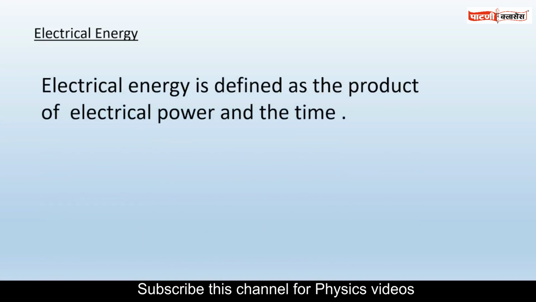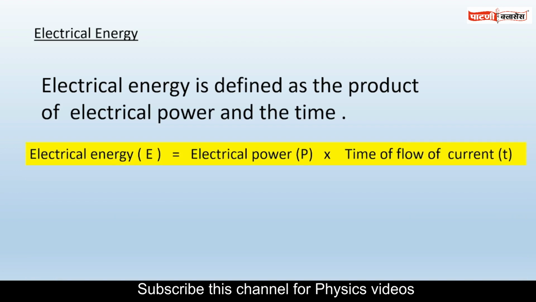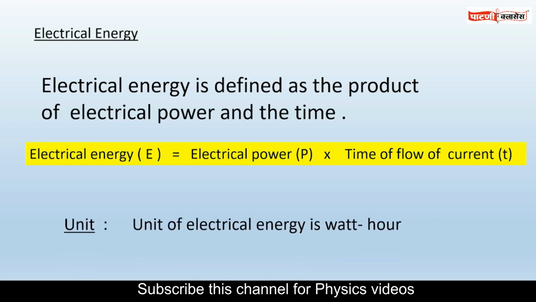Electrical energy is defined as the product of electric power and time. Electric energy equals electrical power multiplied by the time of flow of current. Since electrical energy depends upon power and time, the unit of power is watt and the unit of time is hour. Therefore, the unit of electrical energy is watt hour.